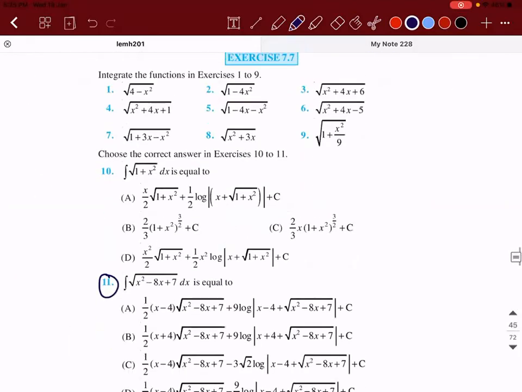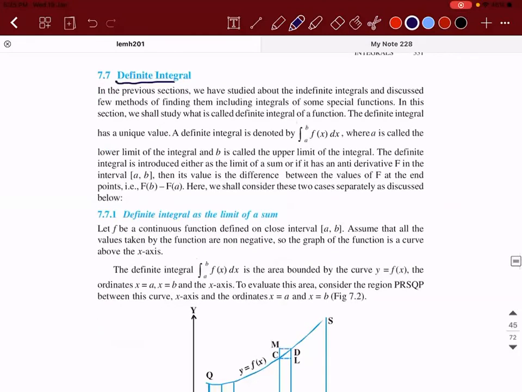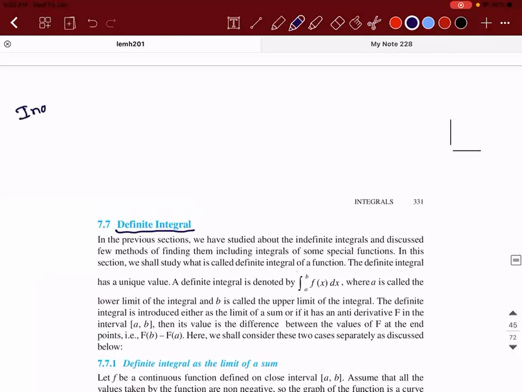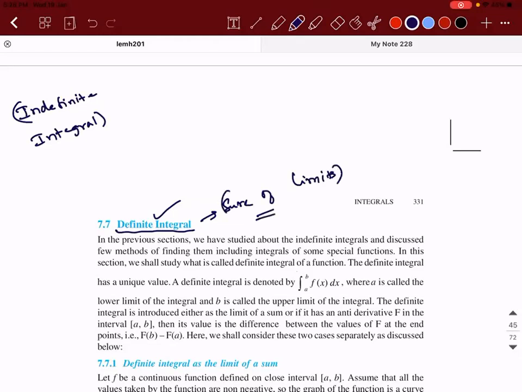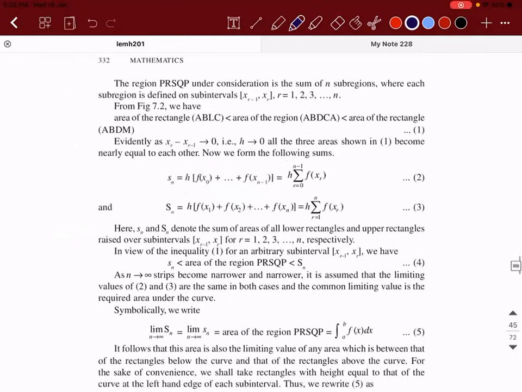So we are done with the concept of 7.7. Now we'll go to the next concept, definite integral. Till now, whatever we did was based on indefinite integral. Now we are going to the concept of definite integral. In definite integral, you are sure of the limits.